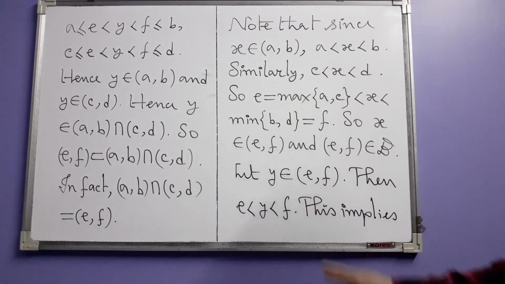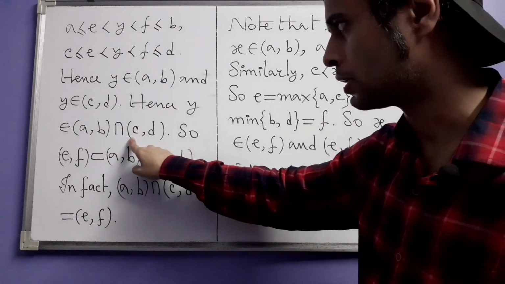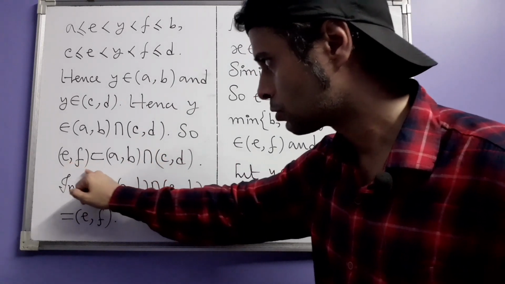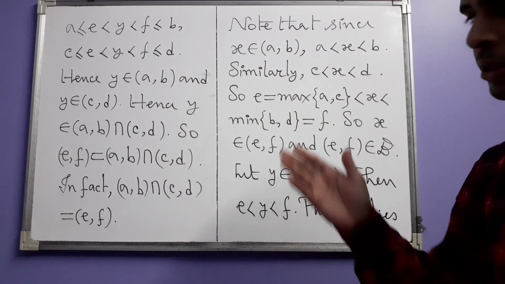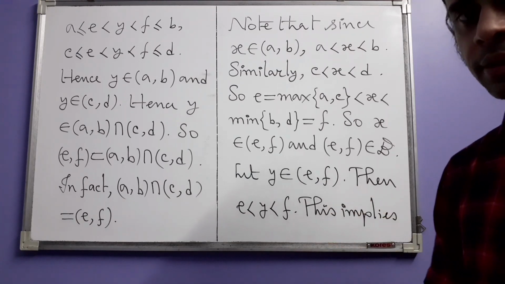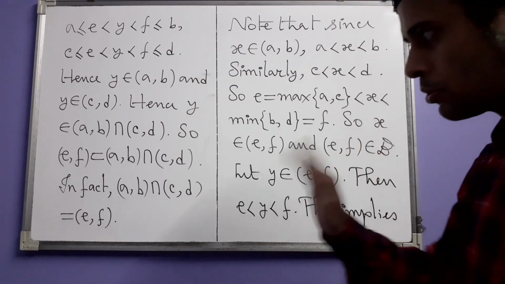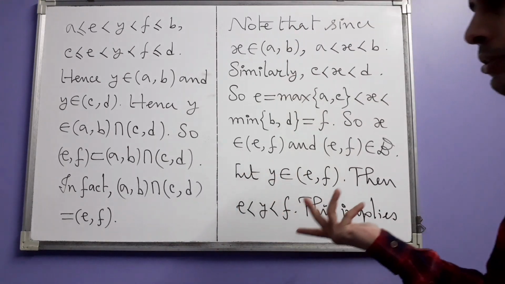So we see that any element Y in this open interval E comma F is in this intersection, and that's how this open interval is contained in the intersection. That's what we need for the second condition for a basis to be true. So we are now done. But actually something more is true. In fact, it turns out, and it's very easy to see.